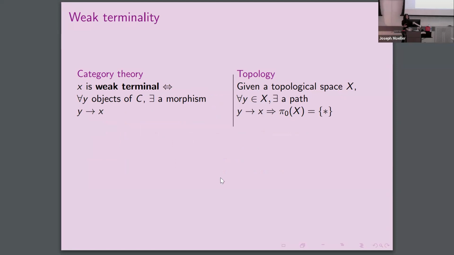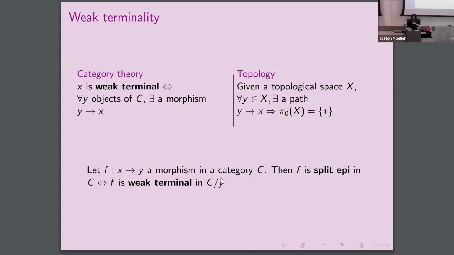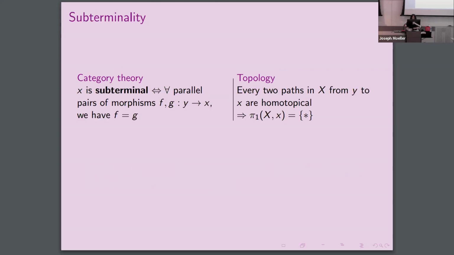And in a sense, this is the analog of what happens in topology when you have path connectedness, right? You can fix a point x, and for every other point in that space, you have a path that reaches x. And this implies that the pi 0 in particular is trivial. But now, since a morphism is split happy if and only if it is weak terminal in the slice, this means that this analogy specializes to an analogy between split happy morphisms and path connected spaces. Fair enough, let's keep this in mind.